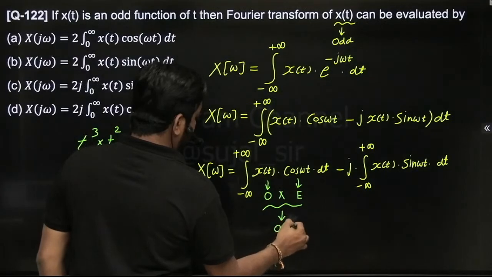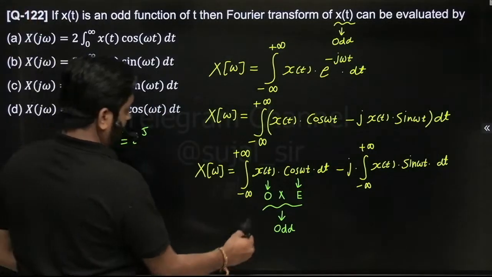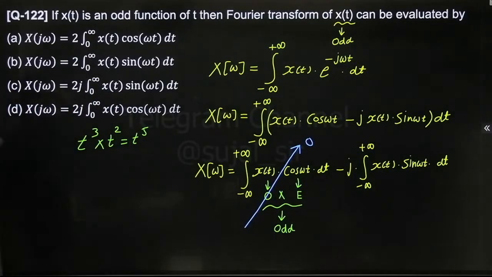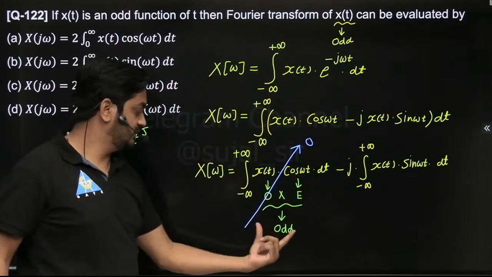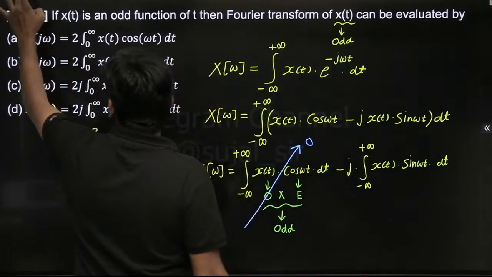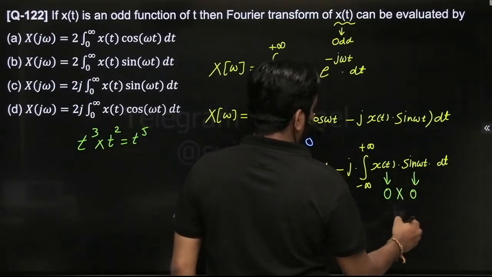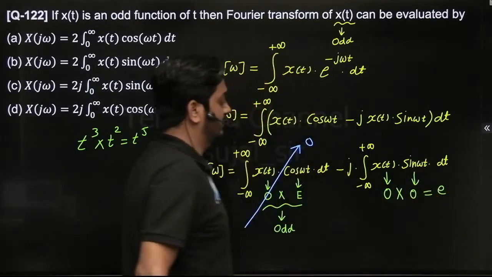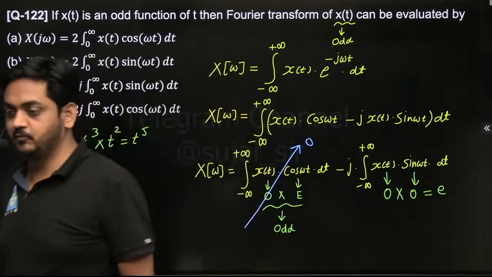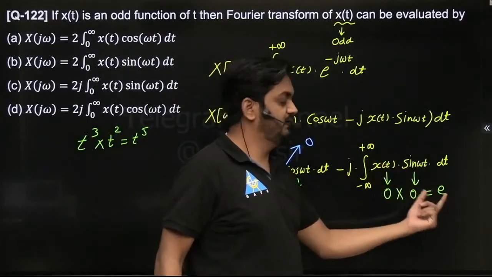Okay, and what is the integration of an odd function from minus infinity to plus infinity? It will be 0, guys. This will be 0. Yes or no? Correct? This will be 0, because the multiplication will be an odd function and the integration of an odd function from minus infinity to plus infinity will be 0. Similarly here, x of t is an odd function and sine is also an odd function. Odd multiplied by odd is nothing but even. So the total multiplication x of t sin omega t will be an even function.